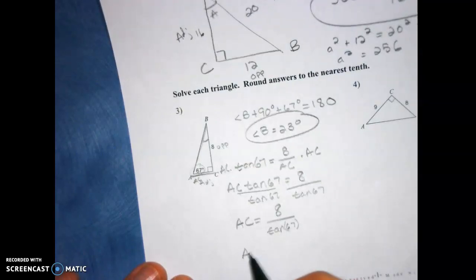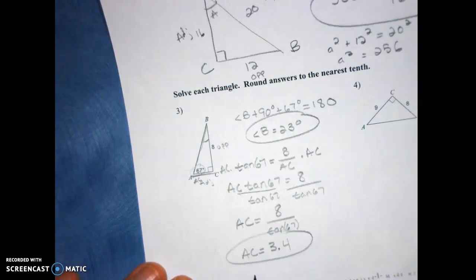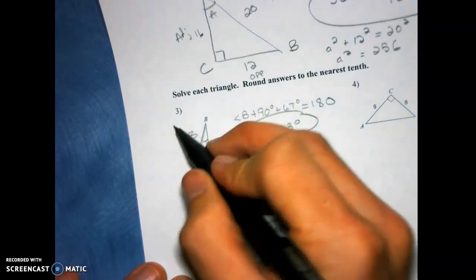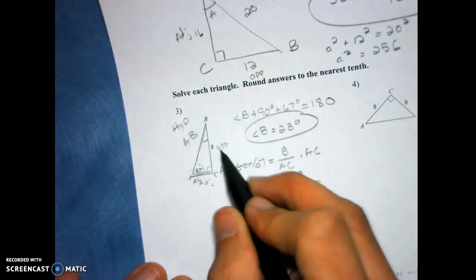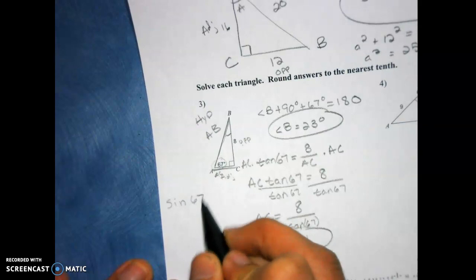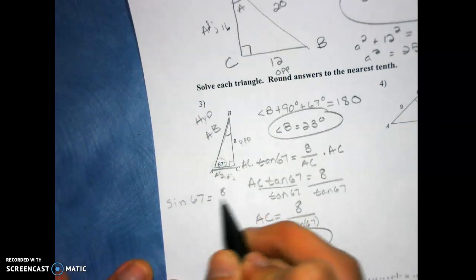We get AC is equal to 3.4. And there's AC. Now we just need to find AB right here. Well, this is the hypotenuse. We already have our opposite, so we're going to use sine. So we're going to have sine of 67 is equal to 8 over AB.